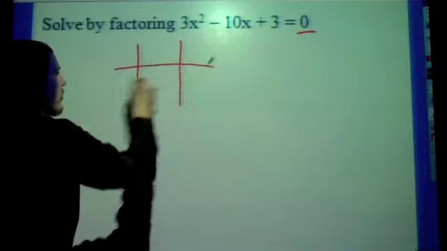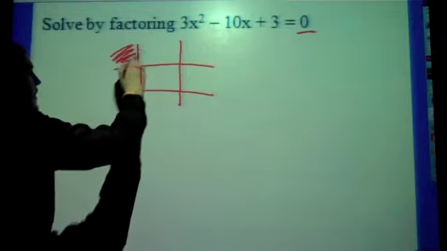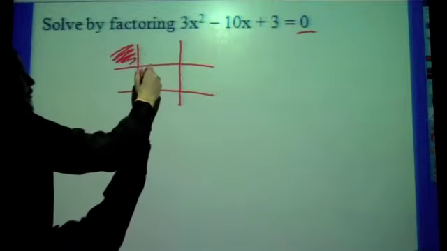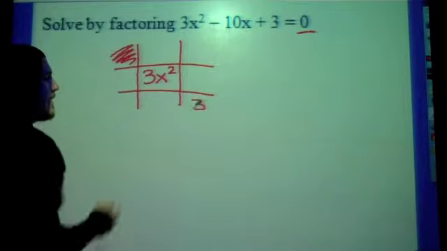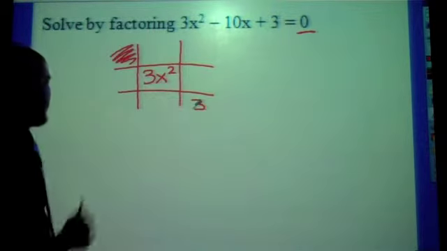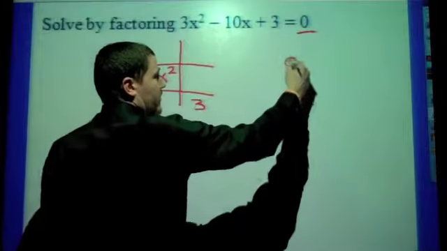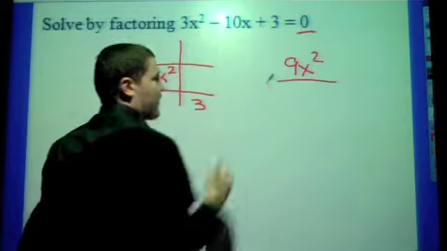So I draw my tic-tac-toe board. Nothing goes up here on the left. 3x squared goes here in the middle. Positive 3 goes down here on the right. I'm going to multiply those numbers together. 3x squared times 3 and get 9x squared.